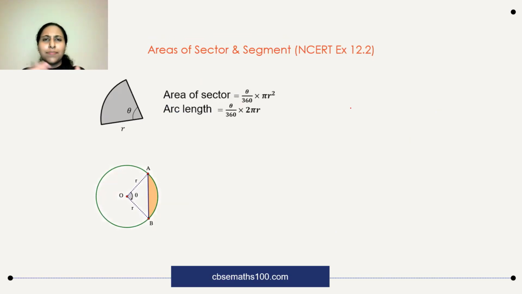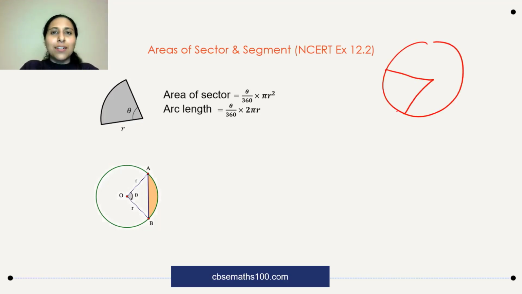Area of sector. What's area of a sector? Area of a sector will be the central angle theta by 360. This is basically the ratio into which the circle is getting divided by the sector. So sector is like I'm taking a slice out of a circle. If I was taking exact half of the circle, that sector is called what? Semicircle. Half means 180 by 360, right?